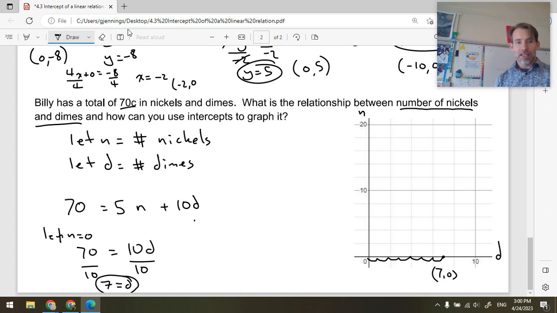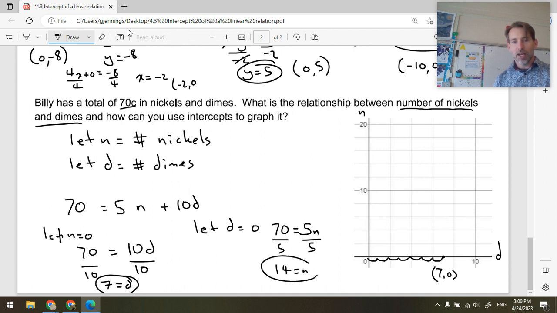All right. And then let's let d equal 0. And that's going to give us 70 is equal to 5 times n plus 0. So now we divide both sides by 5 to find that 14 is equal to n. So that's the point (0, 14). That's right up there. And then I can use a straight line here to find all the different possible combinations of nickels and dimes.